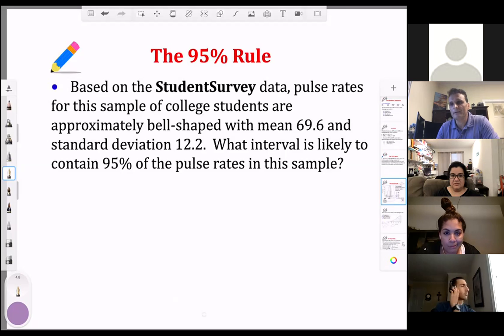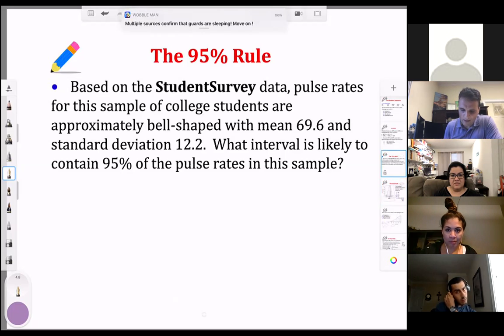Another 95% rule, based on student survey data, pulse rates for this. The good thing is we are always dealing with a bell shape. Later you're going to call it normal distribution. So what do we have? We have a mean of 69.6.